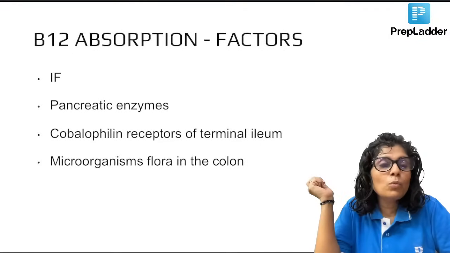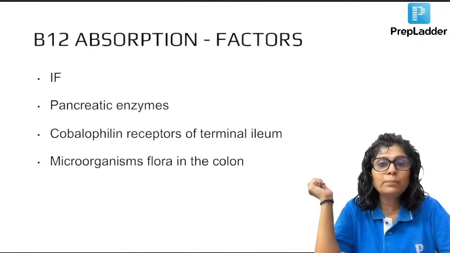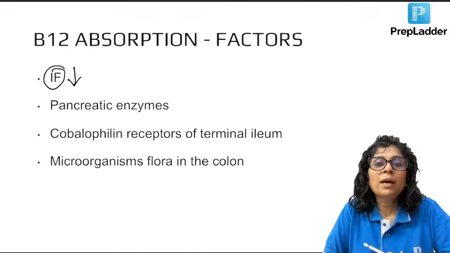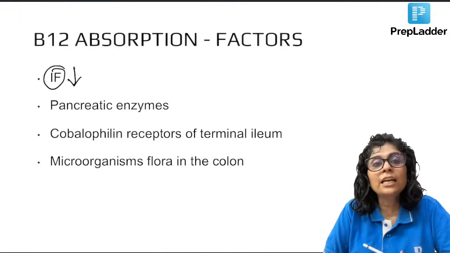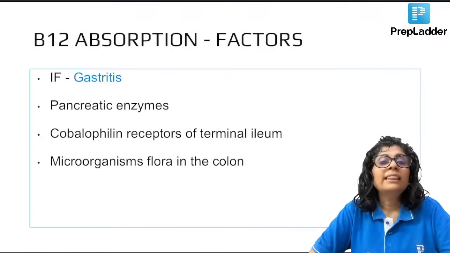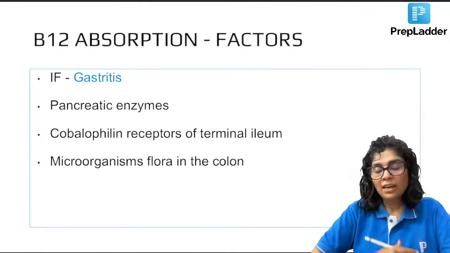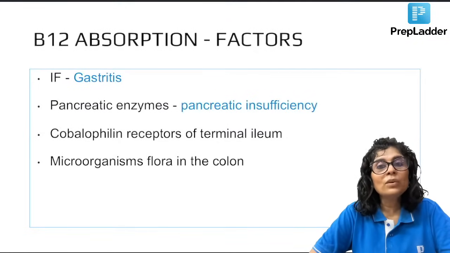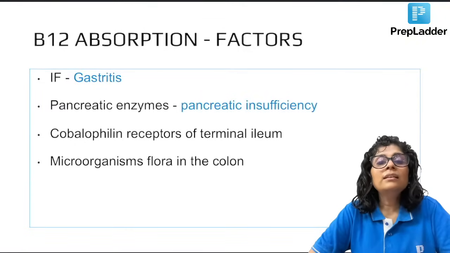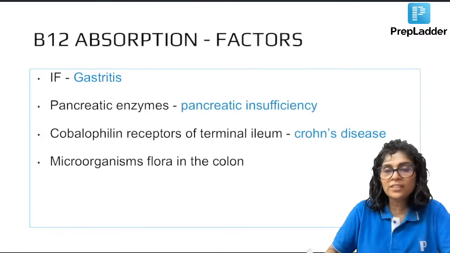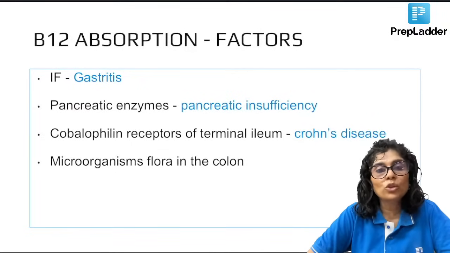Accordingly, can anybody tell me what are the causes of B12 malabsorption? Intrinsic factor deficiency, right? Which happens in autoimmune gastritis, type A, or gastrectomy. Then pancreatic enzyme deficiency. Whenever there is pancreatic insufficiency of any cause, that will cause B12 malabsorption. Then terminal ileal disease, Crohn's disease, right? Terminal ileal disease or Crohn's disease is a cause of B12 malabsorption.